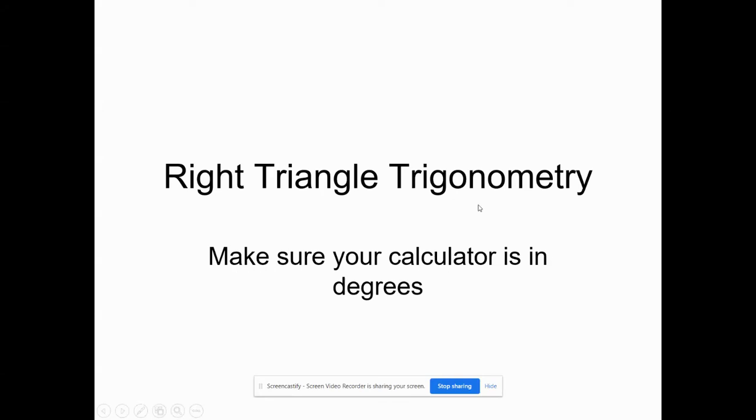All right, we're going to start by talking about right triangle trig. And the first thing we want to do is make sure that your calculator is in degrees. So go ahead and grab your calculator while I pull it up on the computer.